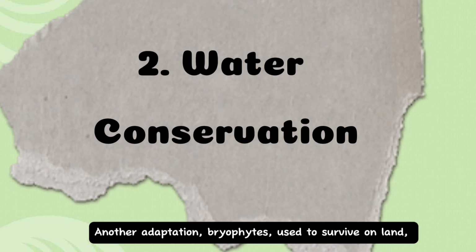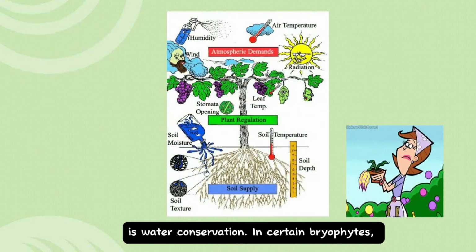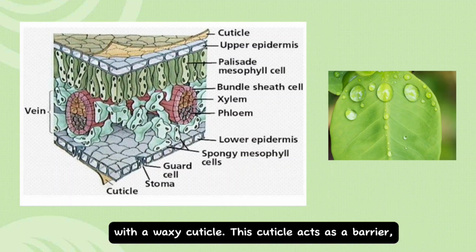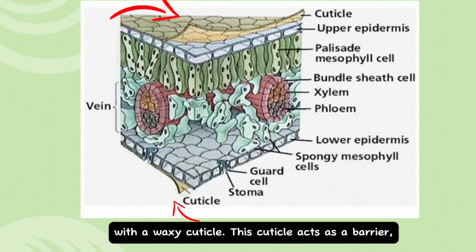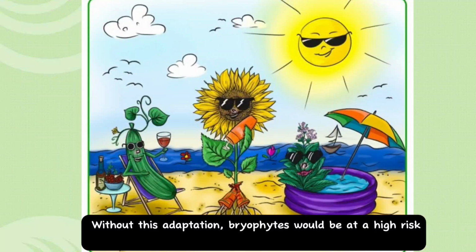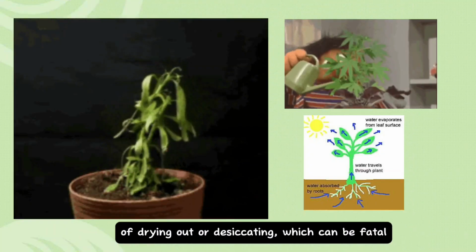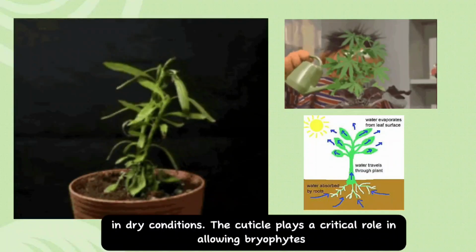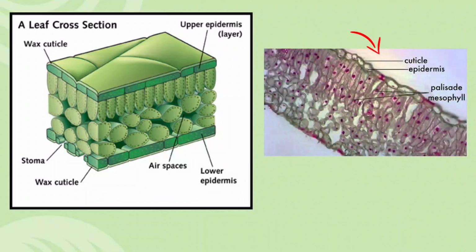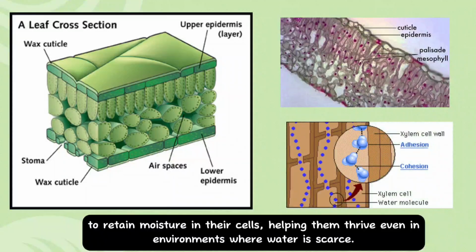Another adaptation bryophytes use to survive on land is water conservation. In certain bryophytes, the epidermis of leaves and other aerial structures is coated with a waxy cuticle. This cuticle acts as a barrier, preventing excessive water loss due to evaporation. Without this adaptation, bryophytes would be at high risk of drying out, or desiccating, which can be fatal in dry conditions. The cuticle plays a critical role in allowing bryophytes to retain moisture in their cells, helping them thrive even in environments where water is scarce.